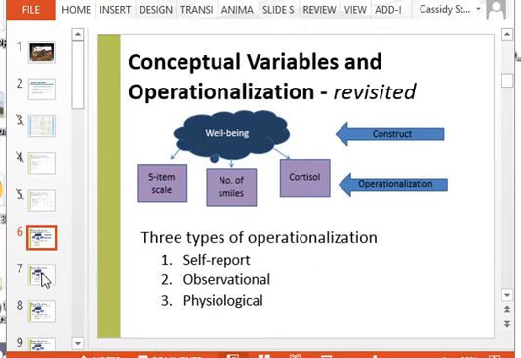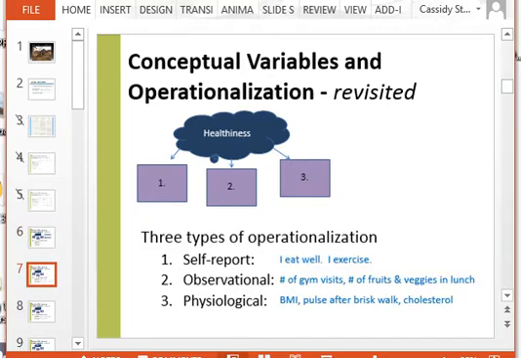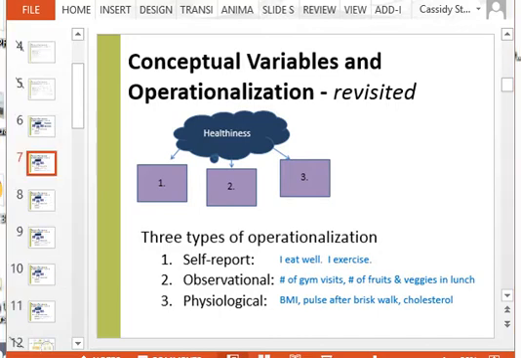So here are some for you to do on your own. Healthiness. What would be a way to assess how healthy somebody is using self-report, and then using an observational method, and then using a physiological method? I give some examples here, but you should try to come up with some on your own as well. If our operationalization is healthiness, how is it that we could measure how healthy somebody is? I want you to come up with a self-report, observational, and physiological example of your own. And I give you some here.